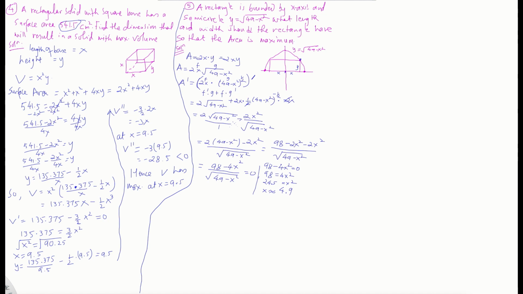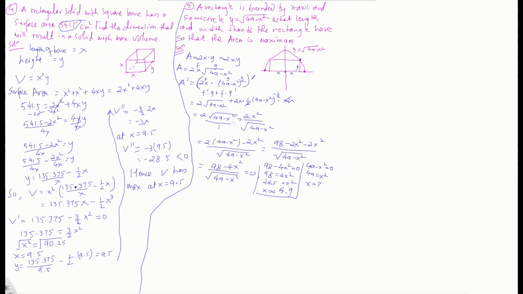But if you set the denominator equal to 0, what do you get? The critical numbers are those that make the derivative 0 or derivative undefined, right? So set the denominator equal to 0, you will get 49 minus x squared equals 0. So 49 equals x squared. Take the square root, you will get x equals 7. So you will get either x equals 4.9 or x equals 7, right?